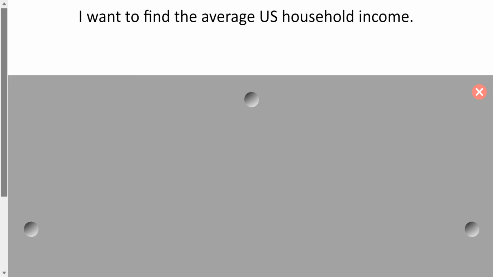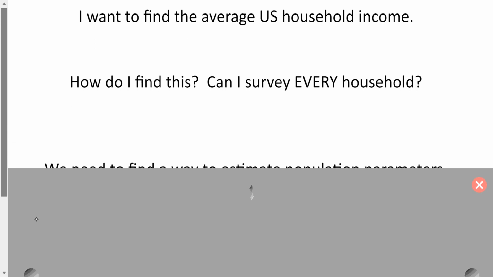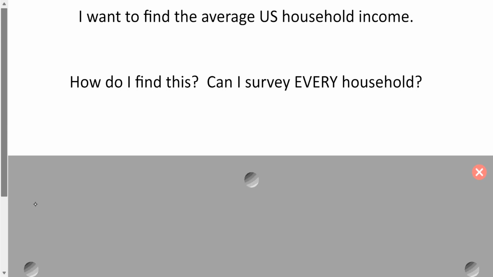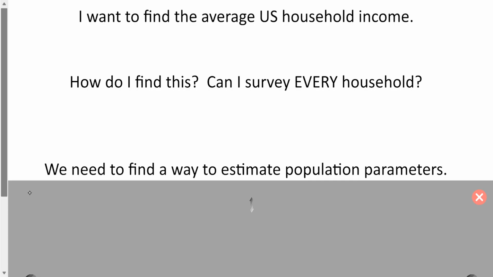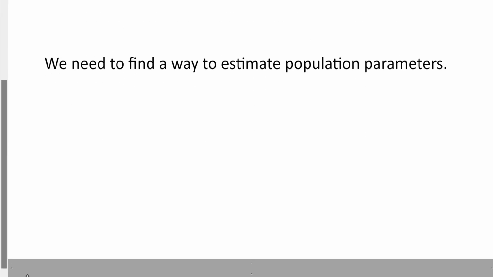So set up a scenario here. I want to find the average U.S. household income. Okay, household income average. What can I do? Well, how do I do it? Can I survey every single household in the U.S.? Probably not. Doesn't seem realistic. So we need to find ways to estimate population parameters. Okay? And that's where samples and sampling comes in.